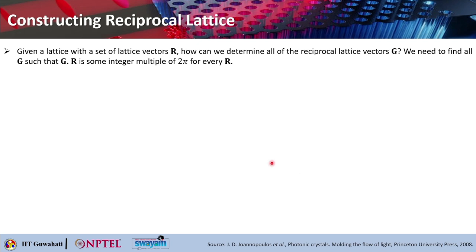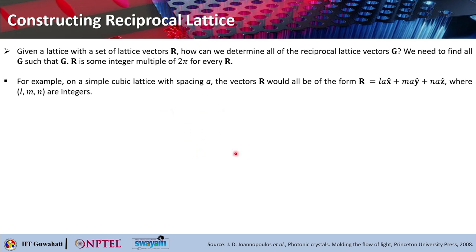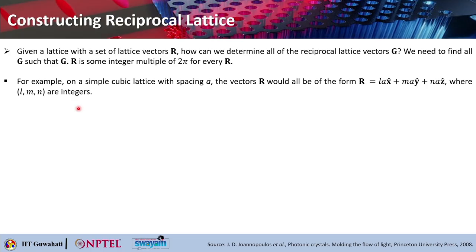Now, let us see how we construct the reciprocal lattice. Given a lattice with a set of lattice vectors capital R, our job is to find all the reciprocal lattice vectors, which can be denoted as capital G. So, we need to find all G such that G dot R is an integer multiple of 2 pi for every R, right? Then only will they satisfy the condition of being reciprocal lattice vectors. For example, on a simple cubic lattice with spacing small a, the vectors R would all be of the form R equals L a x-hat plus M a y-hat plus N a z-hat, where L, M, N are integers, right?